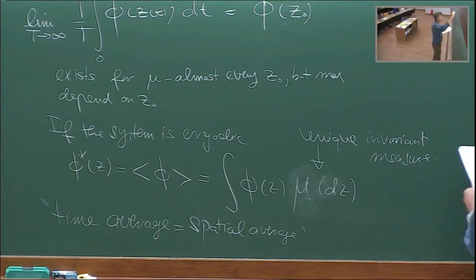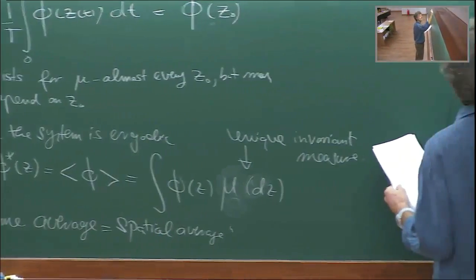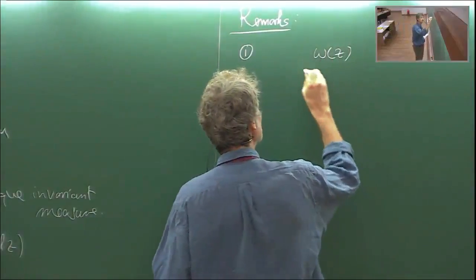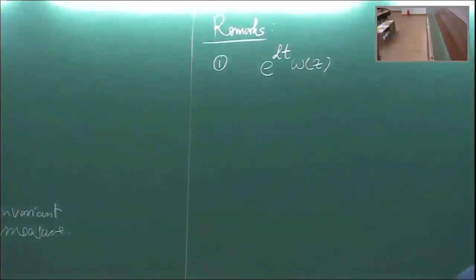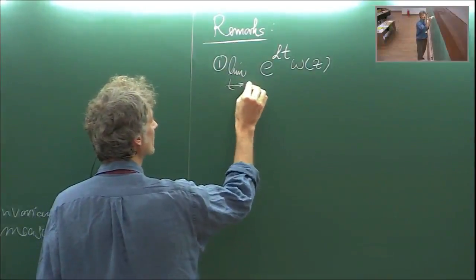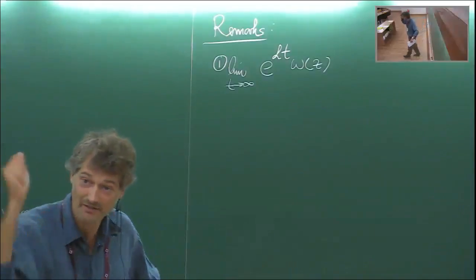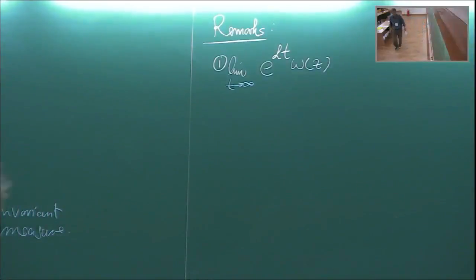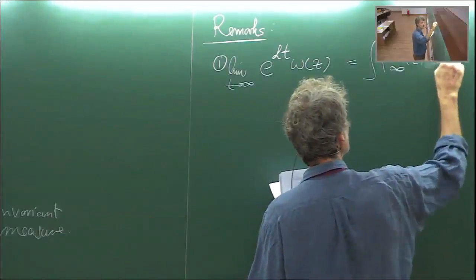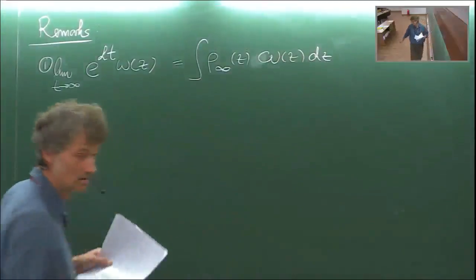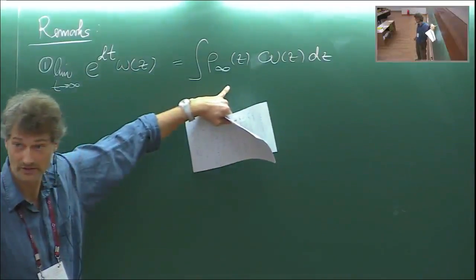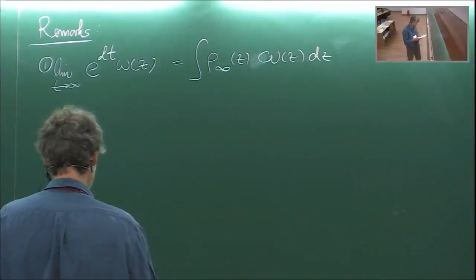Okay. So some remarks. First one, let's take some function w of z, and let's hit it with the Koopman operator. This is a useful formula we're going to derive now. Let's let t go to infinity. So what's the limit if you keep on hitting your observable with e to the Lt? What we're going to show is that this is equal to the spatial average, w bar, of that function w. So if you keep on hitting with e to the Lt, you're going to get the average of that function.